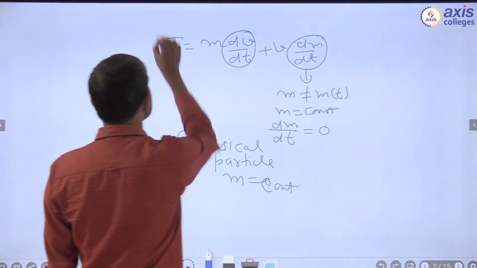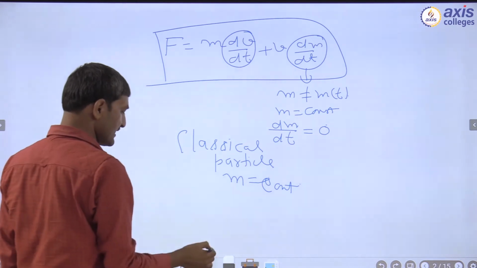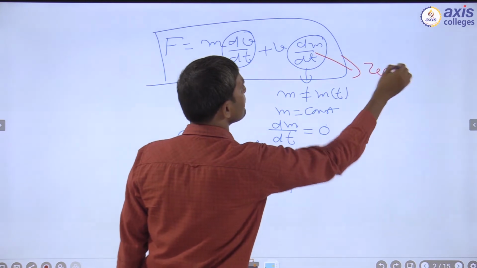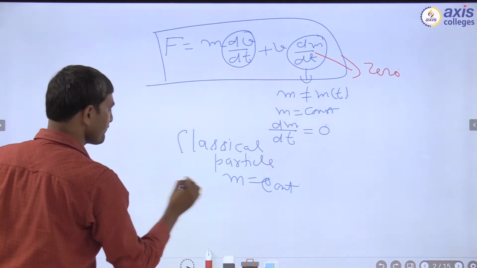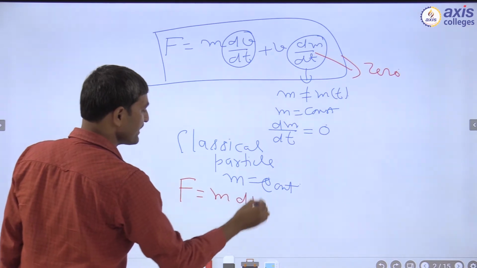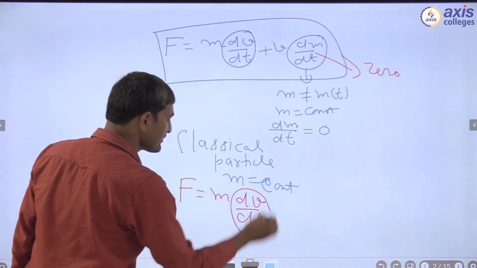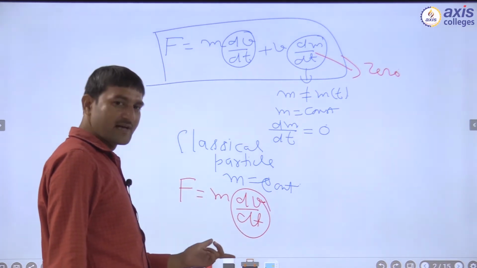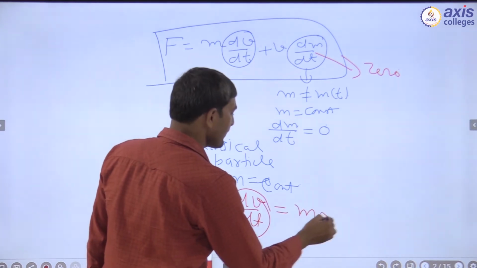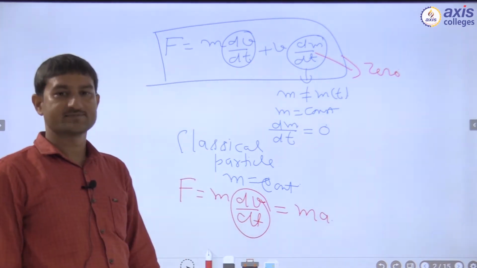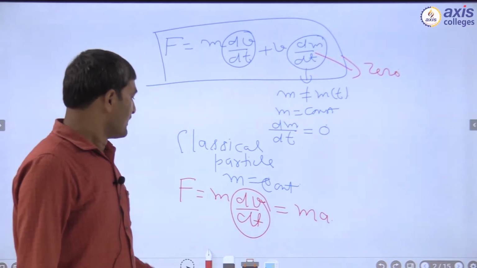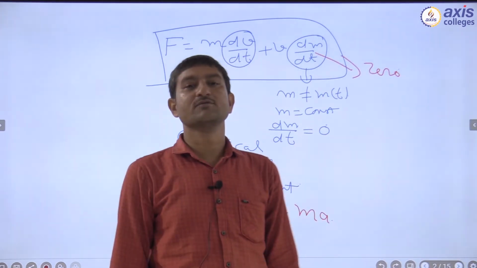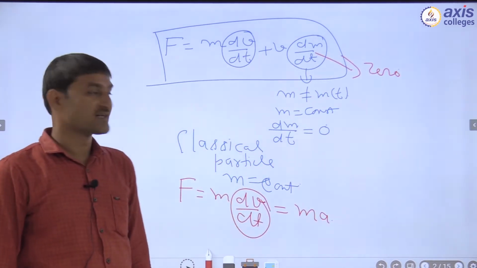So now the equation becomes F equal to m dv by dt, and dv by dt is the rate of change of velocity with respect to time, which is acceleration. So our equation becomes F equal to ma. Now we have obtained F equal to ma. This is Newton's second law of motion: force is the product of mass and acceleration.